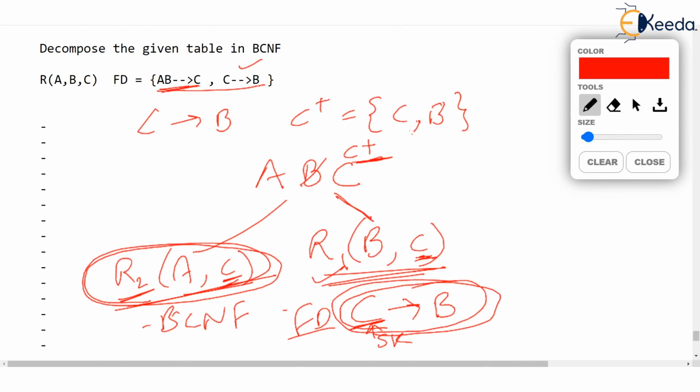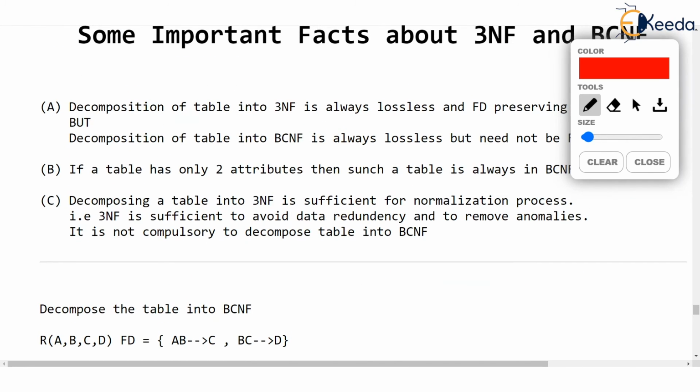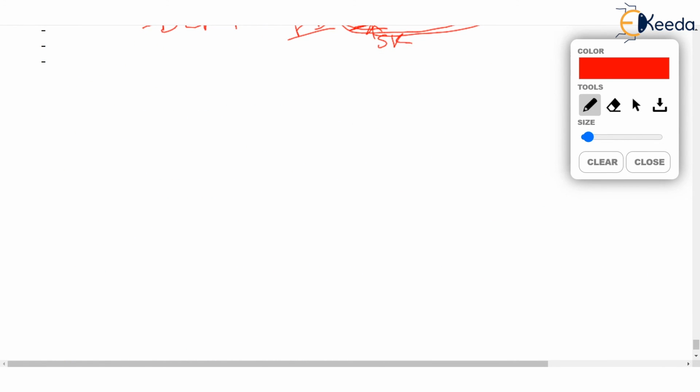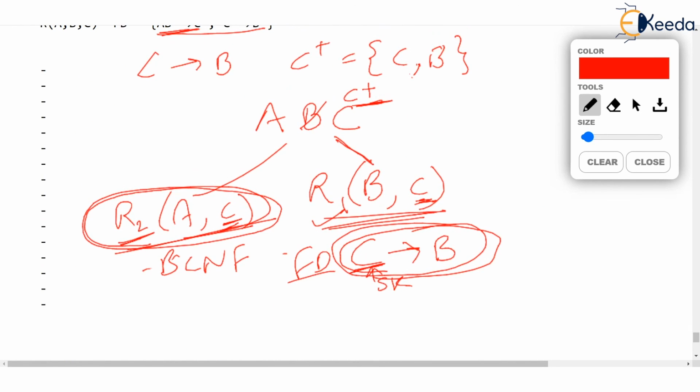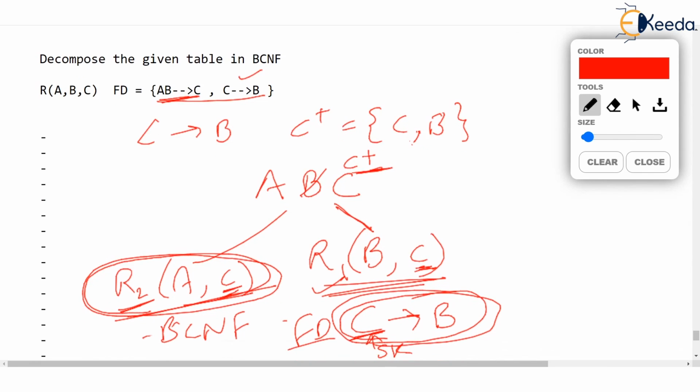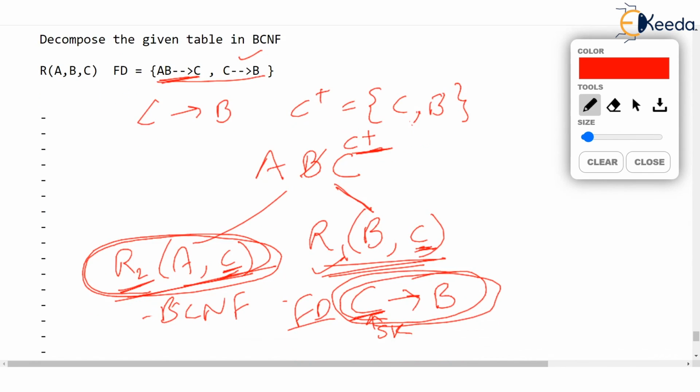You recall in one of the earlier videos, I told you some important facts about 3NF and BCNF, and I said if a table has two attributes, then such a table is always in BCNF, isn't it? I hope you have understood this exercise, and you saw that decomposing a table into BCNF is always lossless. Agreed. It has to be lossless, but it may not be FD preserving. But remember, whenever you decompose tables into 3NF, it is both lossless and always FD preserving. So 3NF always gives FD preserving.